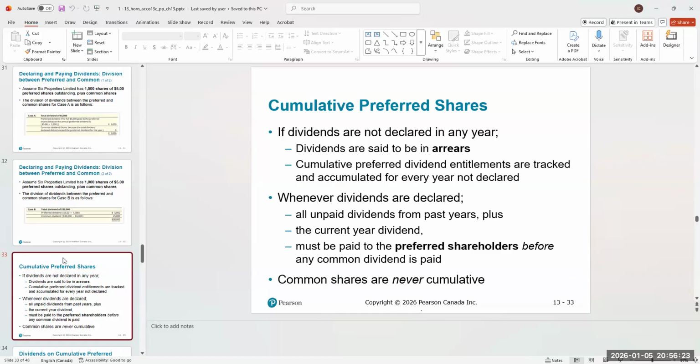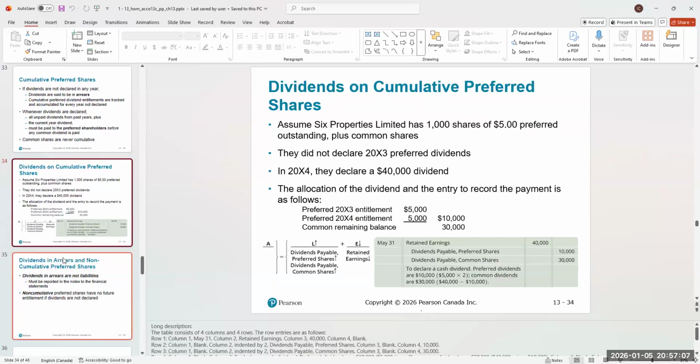Cumulative preferred dividend is an entitlement which is tracked and accumulated year after year when there is no declaration, until it is declared. Now, when the dividend is declared, first we have to pay all the dividends from the past years. Second, we have to pay the dividend for the current year. Third, if there's anything left, it's going to go to the common shares. The common shares are never cumulative. Only preferred shares can be cumulative.